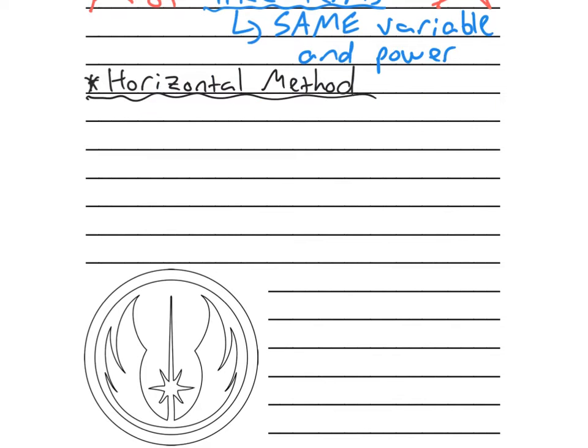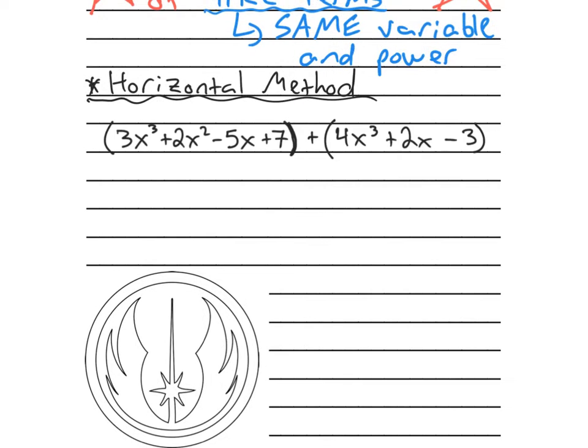All right, so one method is the horizontal method of simplifying these polynomials. That means we would have a polynomial plus another polynomial. Let's see what that looks like. All right, so here's our example. We have this polynomial on the left. This entire thing is one polynomial added to this trinomial.